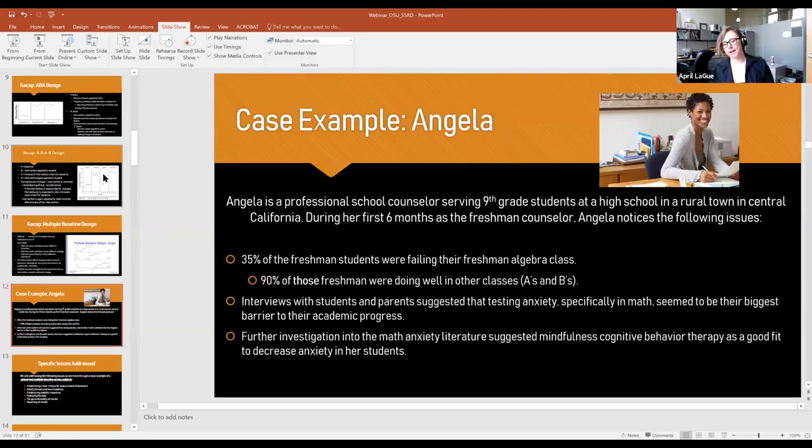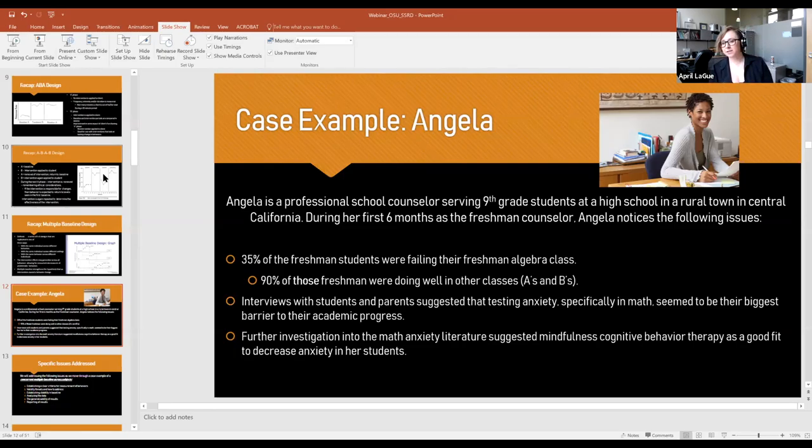So we have a case study, and my hope is that we can work through this case study together. Let's look at Angela. I used a professional school counselor in this case. I don't think we have any school counseling participants, but I know you all will be in interaction with school counselors at some point in your professional career because you're in counseling. So I think this is applicable to you all as well. But please, you can always transfer this to clinical setting, community setting, those kinds of things.